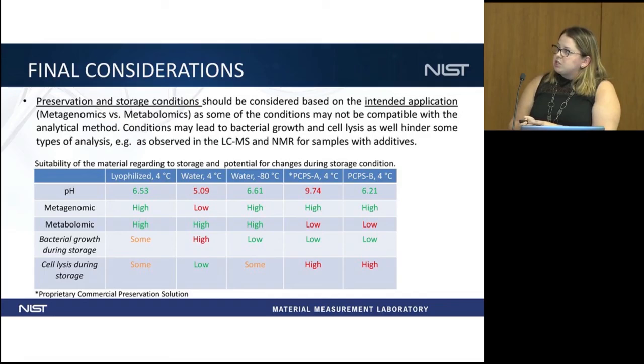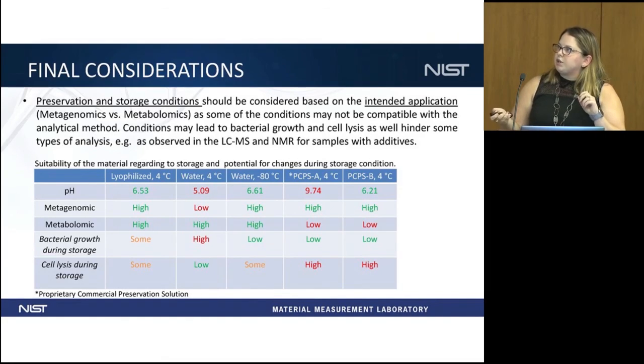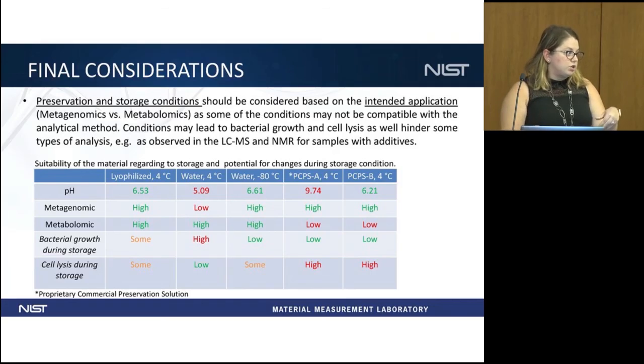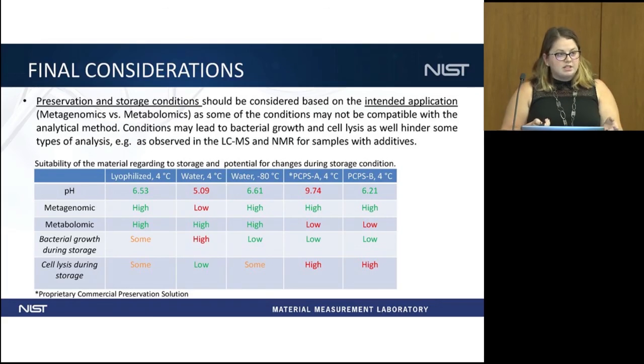Amongst the different preservation techniques, one of the things we saw was pretty dramatic differences in pH, likely due to the fact that water at 4 degrees was more acidic, likely due to CO2 infiltration. One of the proprietary buffers was on the other side of the spectrum, very basic, and that's probably due to the components within the buffer. For metagenomic analysis, we had pretty high suitability amongst the different preservation techniques, with the exception of water at 4 degrees. We don't want to see bacterial growth occurring.